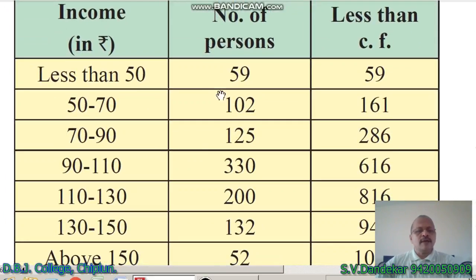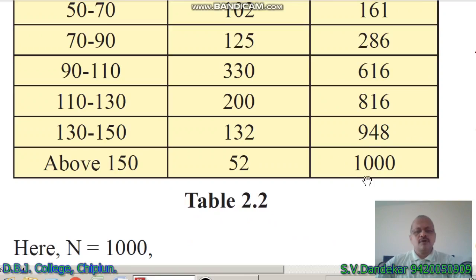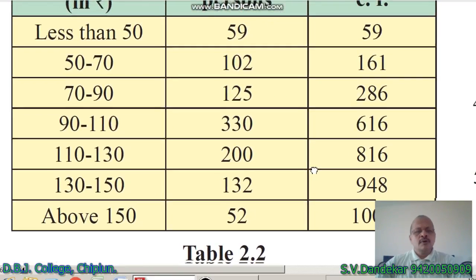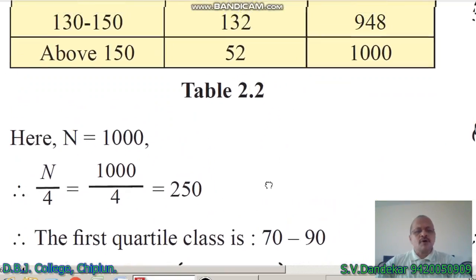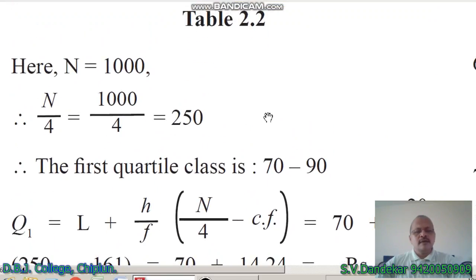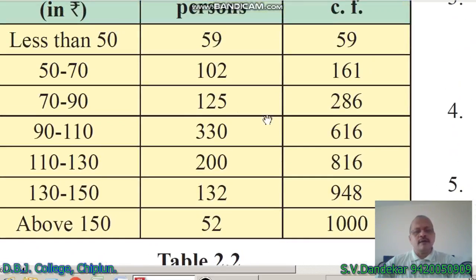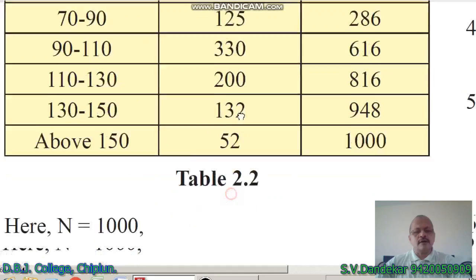So make a table. Less than cumulative frequency is done over here. N is equal to 1000. So n by 4 is 250. First quartile class is 70 to 90, because 250 lies in this class. And third quartile, it is 750, it lies in 110 to 130 class.